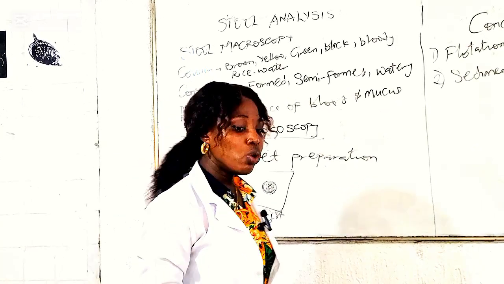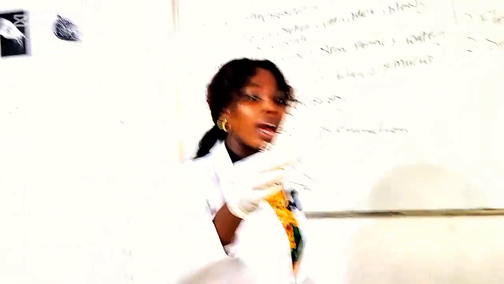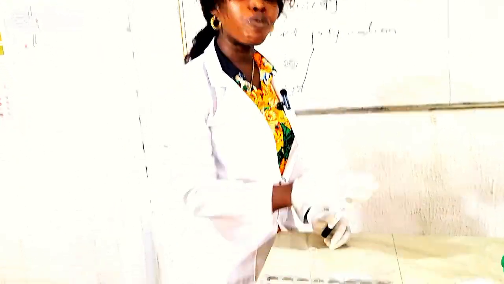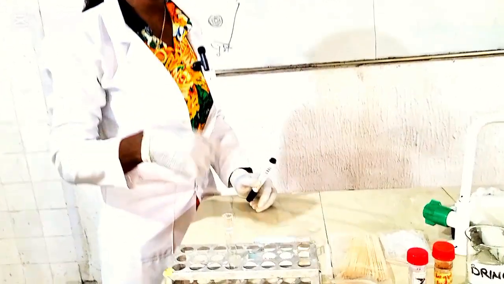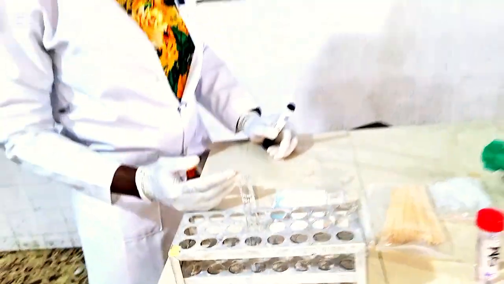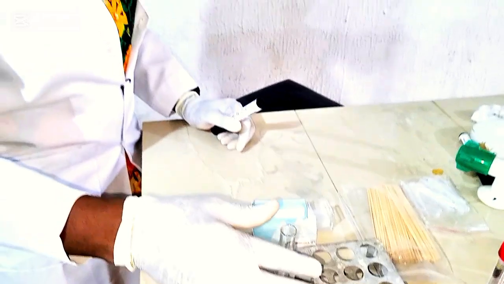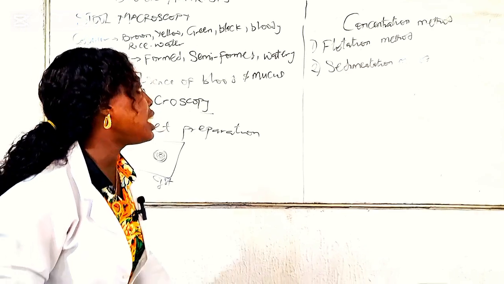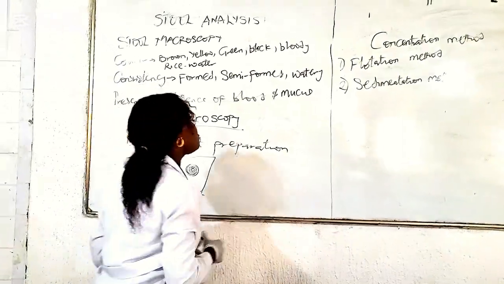So what we do, we use a clean test tube. We put a little quantity of brine solution into it, and then we emulsify the stool sample. When we have emulsified the stool sample very well to get a homogeneous mixture, we fill the test tube to the brim. Don't worry, I'm going to perform the practical. We'll fill the test tube to the brim, and once it gets to the brim, we cover with the cover slip and then allow to stand for 30 minutes.